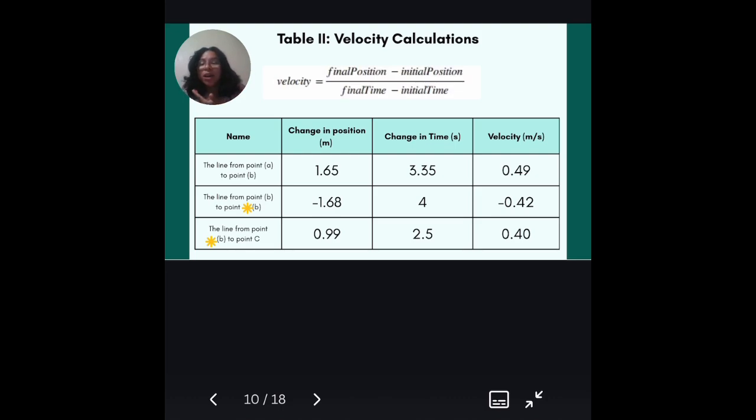From there, yellow asterisk B to C, which was our final position, the change in position was 0.99, and the change in time was 2.5 seconds. So our overall velocity that we got was 0.4. All our velocities, we calculated them, and we also kept significant figures. So it was two significant figures, and we rounded up.